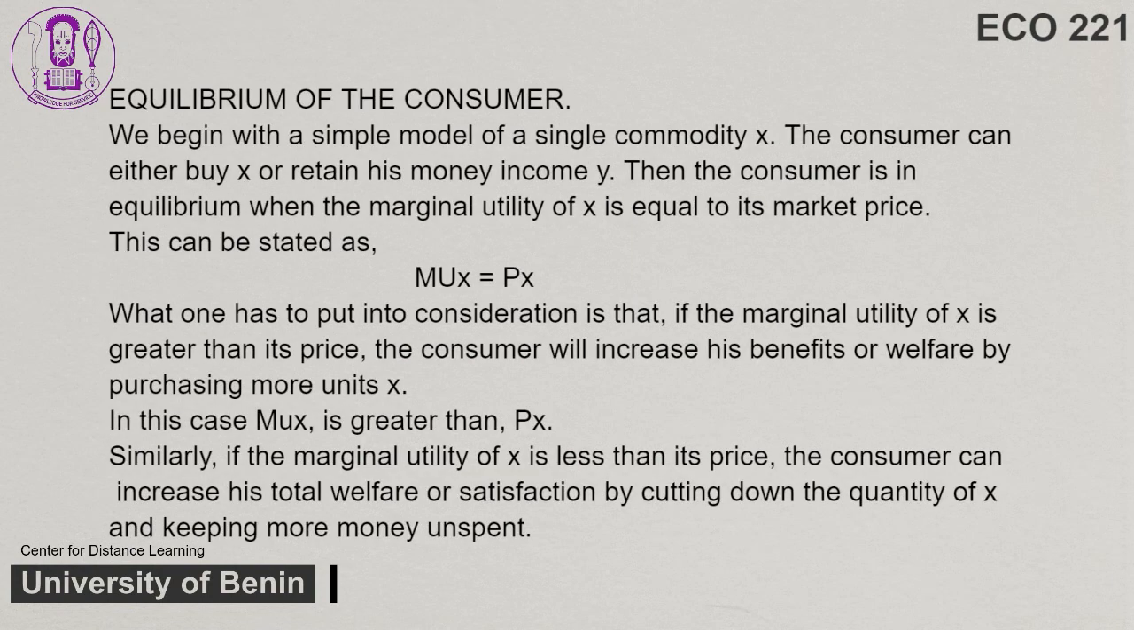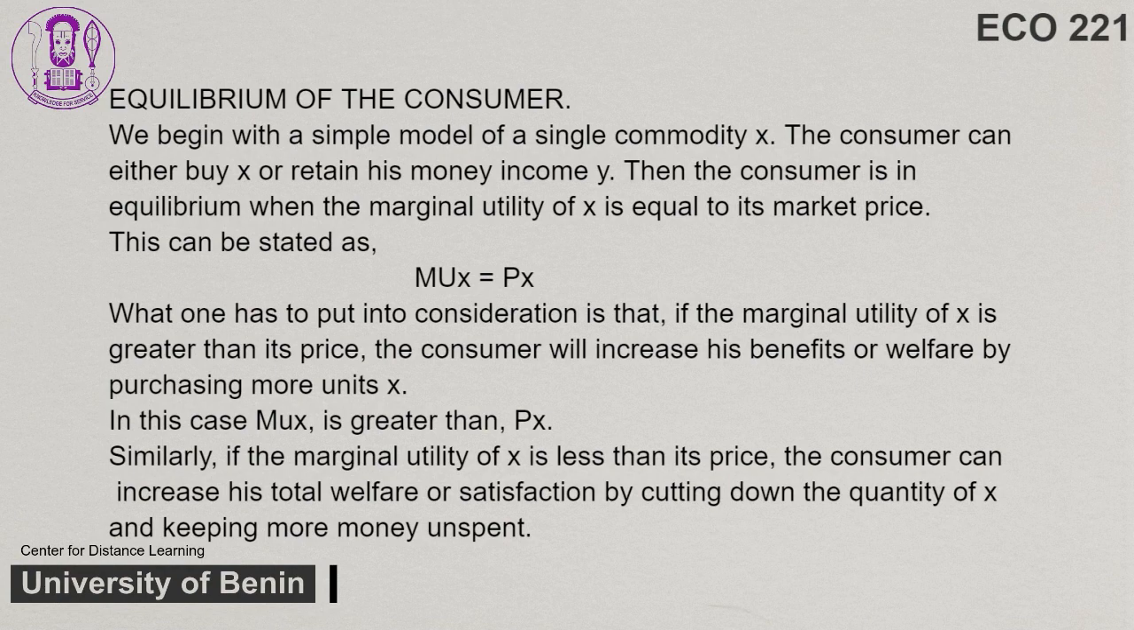Equilibrium of the consumer. We begin with a simple model of a single commodity X. The consumer can either buy X or retain his money income Y. Then the consumer is in equilibrium when the marginal utility of X is equal to its market price. This can be stated as MUx = Px.